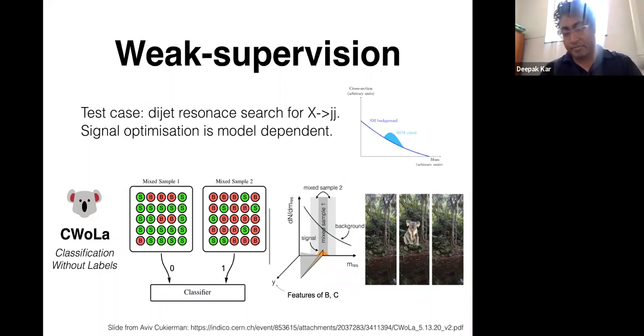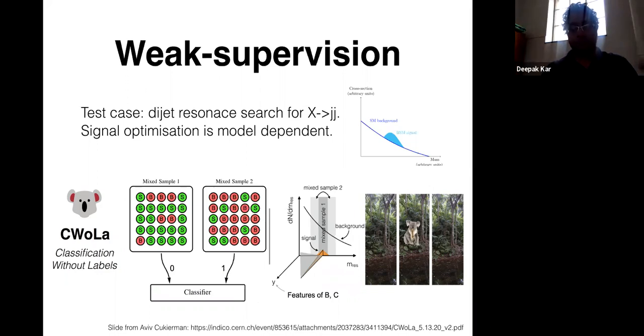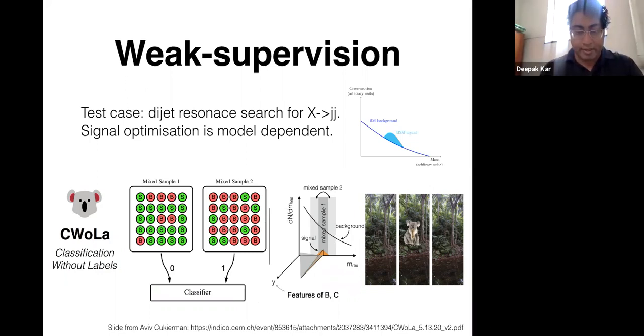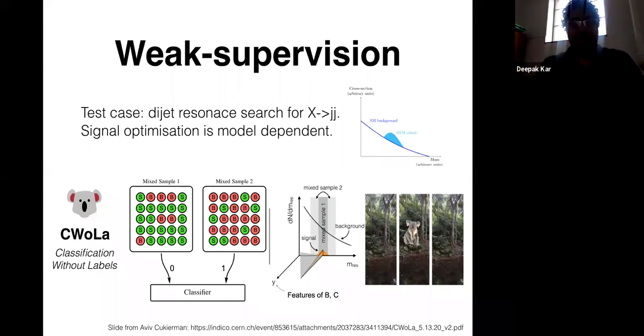Okay, so B and C are the jets. I think they call A the main heavy particle, and B and C are the jets. So what they do is they look at the MJJ, which is the invariant mass of the two jets we are looking at. There is a signal region, which is the mixed sample one, but then they also look at what they call the sideband region, which is the mixed sample two, where I don't expect a signal.